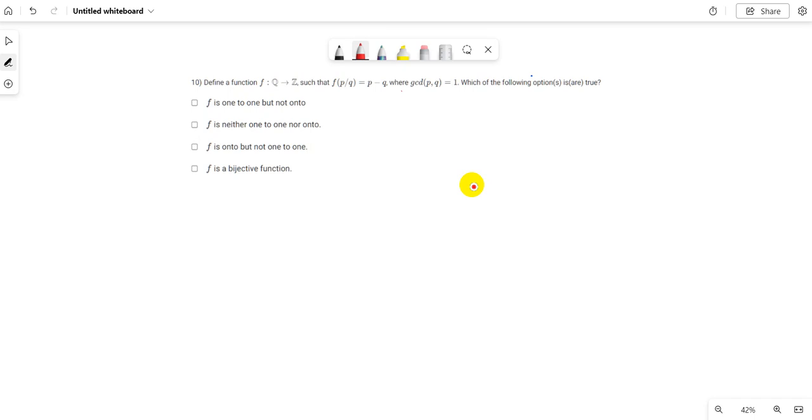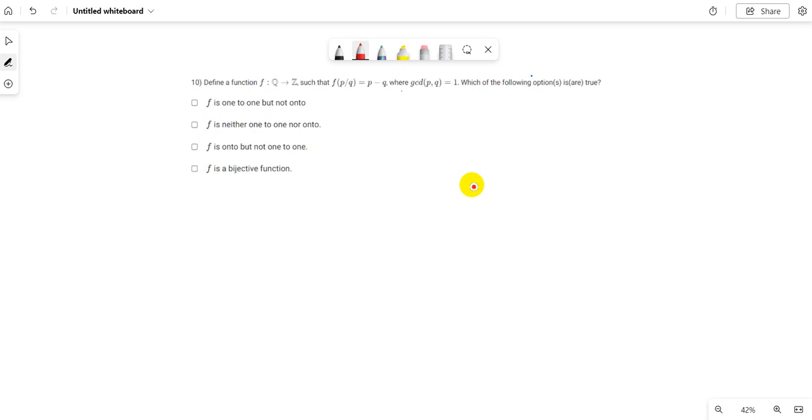This is the last question. Question number 10. Define a function f such that the domain set is the rational number set and the codomain set is the integer set, such that f(p/q) = p minus q, where GCD of p and q is equal to 1. So p and q are co-prime numbers.